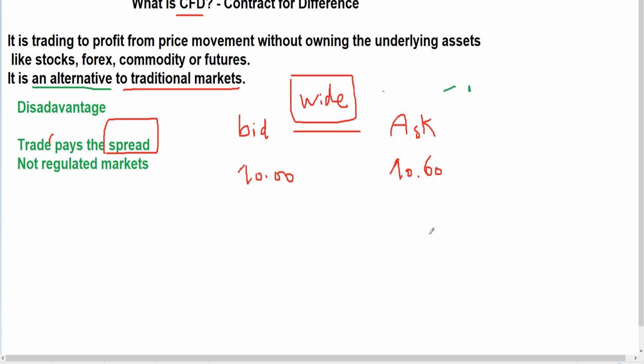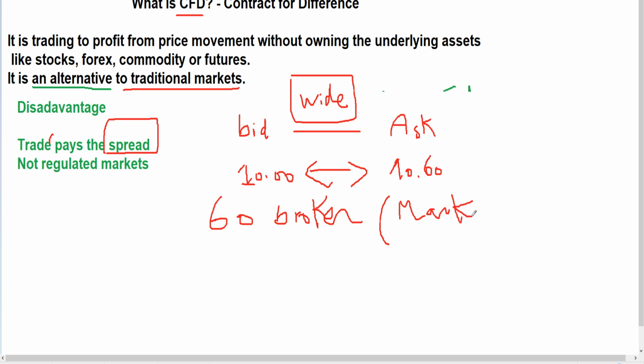It means since the bid and the ask are so wide here, this 60 cents, whenever you buy, who will take this 60 cents from the bid and the ask? It is your broker. It is not, as I told you before, the market maker. Here there is no market maker. The market maker is the broker.